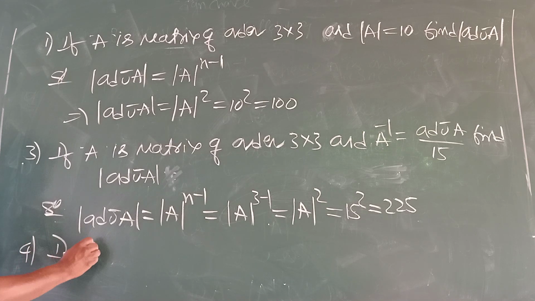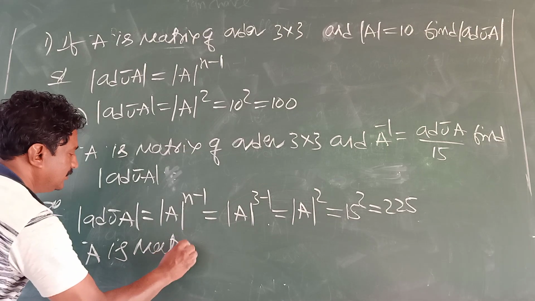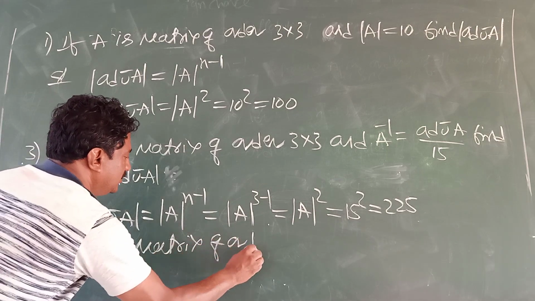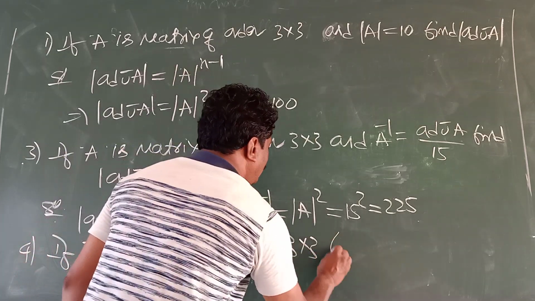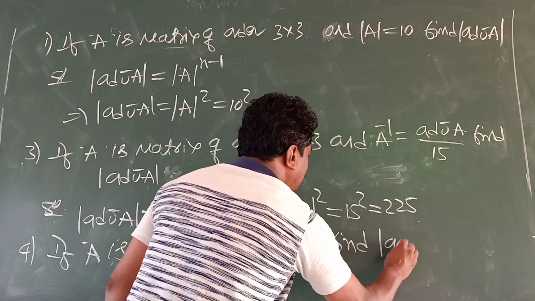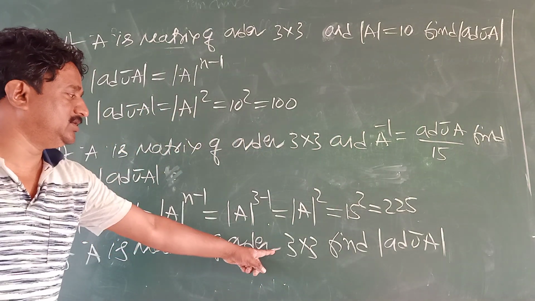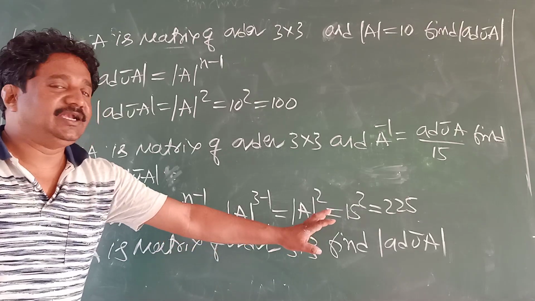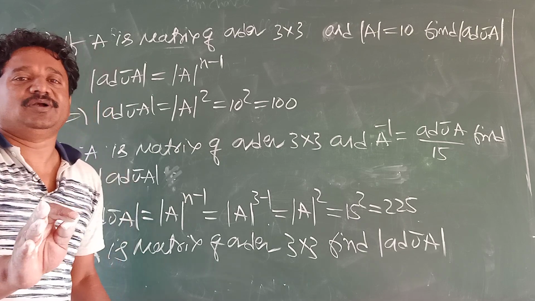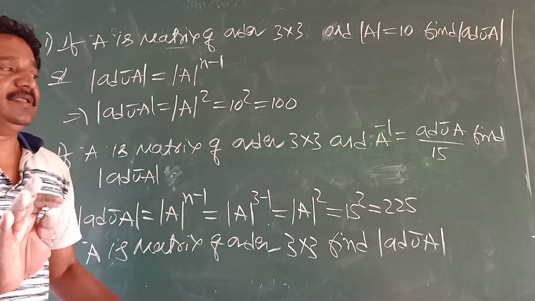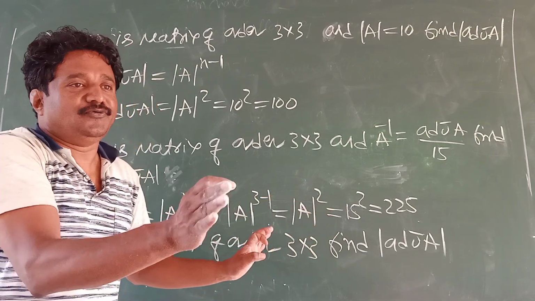If A is a matrix of order 3 cross 3, find determinant of adjoint A. Carefully observe this question, students. Here the order is given, but the delta value is not given. You need not worry about unnecessary things. Whatever is given, you use that. If it is not given, there is no need to use it.